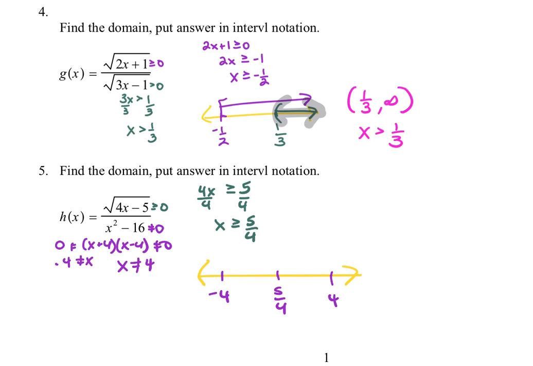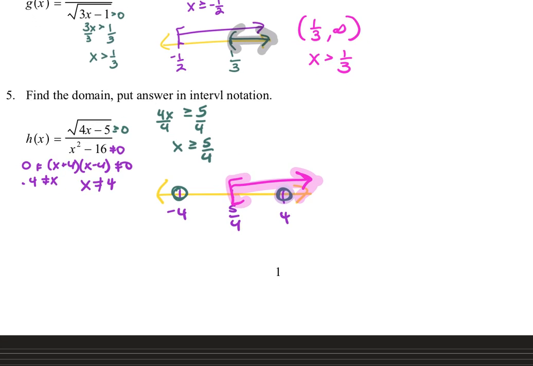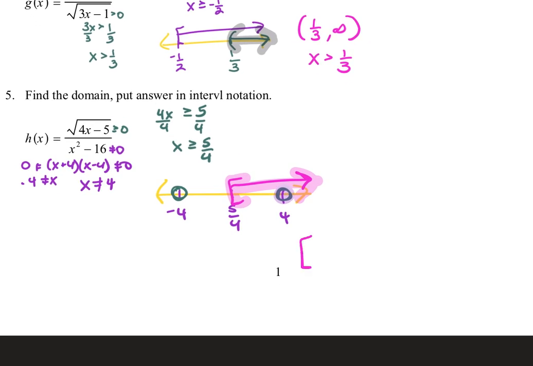And then when you plot those on the number line, you've got negative 4, you've got positive 5/4, and you've got 4. It can't equal negative 4, it can't equal positive 4, and it has to be greater than or equal to 5/4. So you are going to focus on the 5/4 greater than, but there's a hole at the 4 that I can't include. So in interval notation, it looks like this: 5/4 to 4, but not including 4, so it gets a parentheses, union 4 to positive infinity.